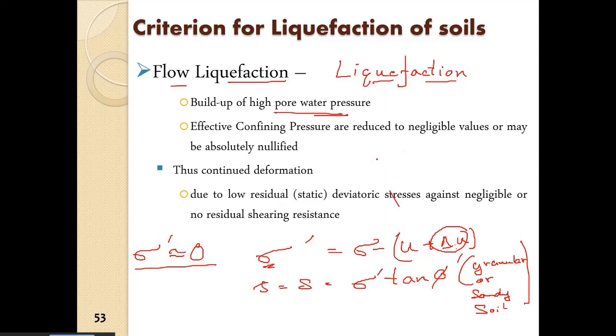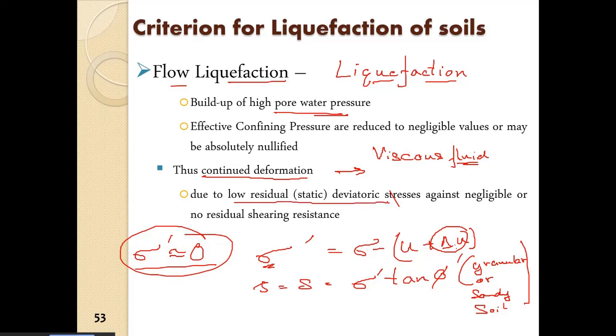Since this is the case, the soil now behaves as a viscous fluid. Even a small amount of shear will result in continued deformation, due to low residual static deviatoric stresses against the negligible or no residual shearing resistance of the soil. So that is flow liquefaction. The soil is behaving as a viscous fluid.